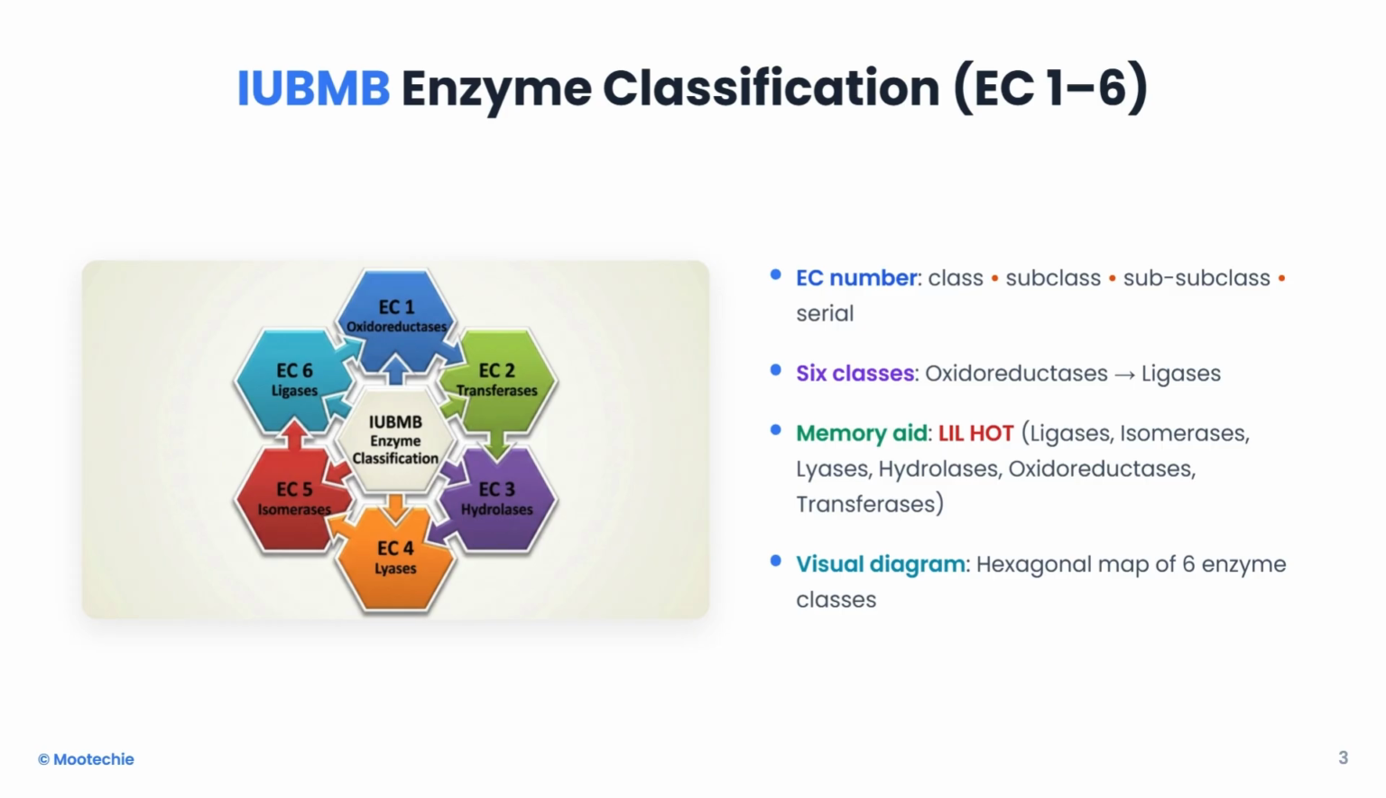The visual here is a helpful hexagonal map connecting all 6 enzyme classes, giving you a clear overview of their relationships. Following this, let's understand each class in detail, starting with the first.